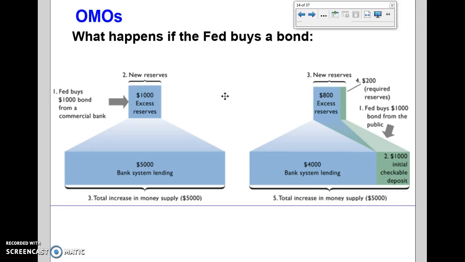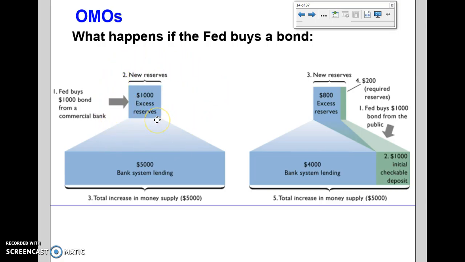So in this scenario, let's say that they have $1,000. If a bank buys a bond, that bank does not have to keep any of it in reserves for the first level of spending because it's not in the checkable deposits. Nobody has loaned them that money. So this $1,000 then is all loaned out.